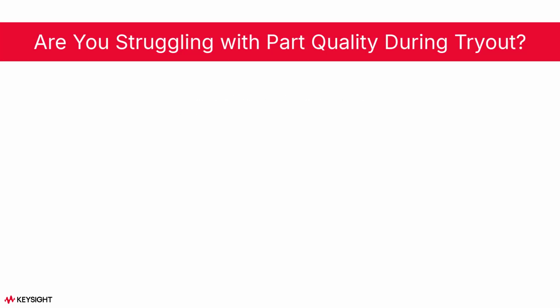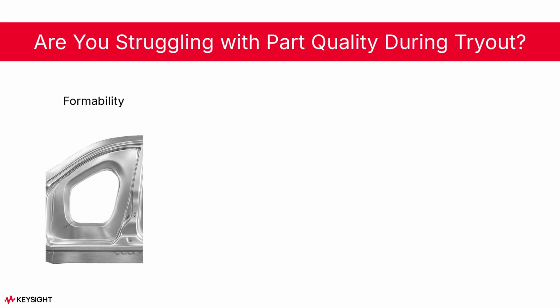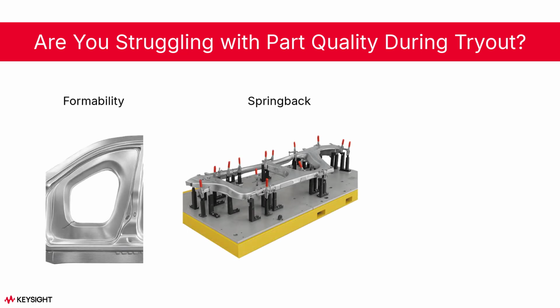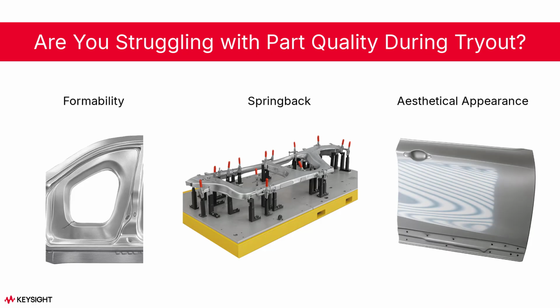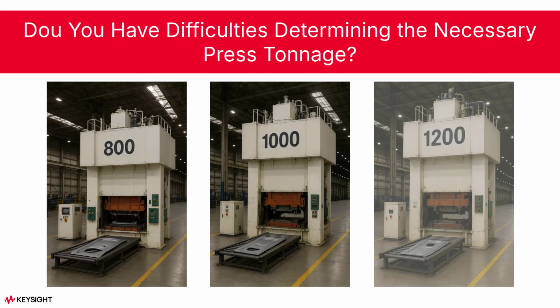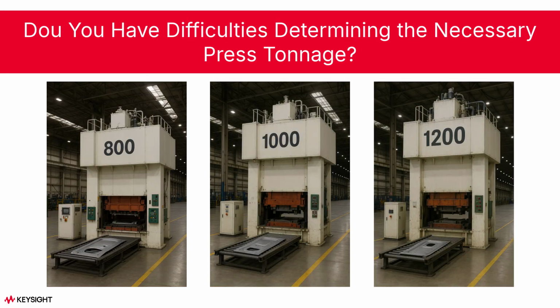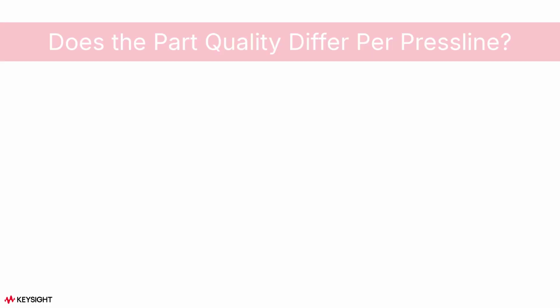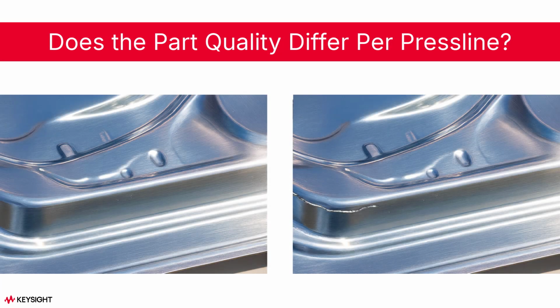Are you still struggling with part quality during tryout, whether it's formability issues, distortions, or cosmetic defects? Do you find it difficult to select the right press line with enough force to form your components correctly? Or does part quality suddenly change when manufacturing on a different press line?